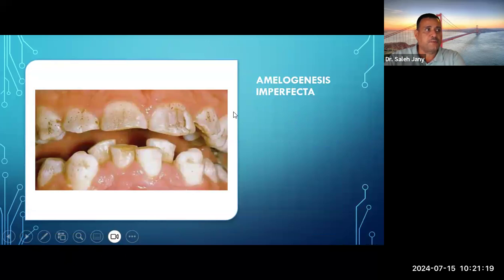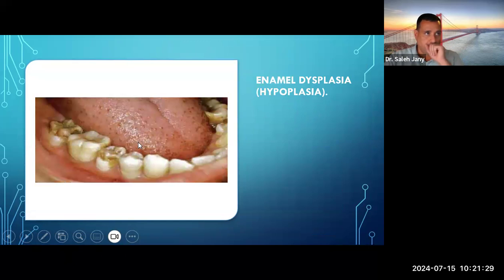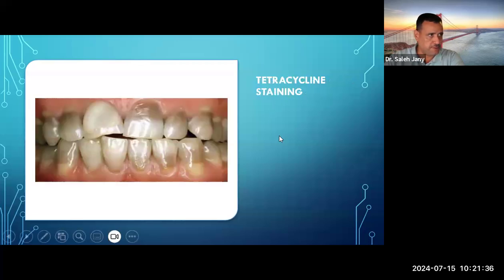This is amelogenesis imperfecta, abnormal enamel. Usually it looks like that. The treatment, I think you can treat it with crowns or veneers. This is abnormal enamel, amelogenesis imperfecta. This is the tetracycline staining we were talking about. Tetracycline is an antibiotic, but it passes through the placenta, goes to the developing fetus, and goes inside the dentin and causes discoloration of teeth.